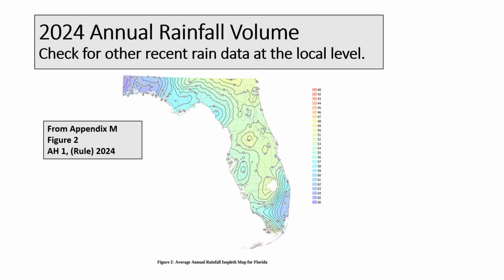Here we're looking at the 2024 annual rainfall volume. You can find a detailed map of this data in Appendix M, specifically Figure 2, which provides the official 2024 rainfall information. This resource allows us to determine the annual rainfall for various locations by referencing the map.